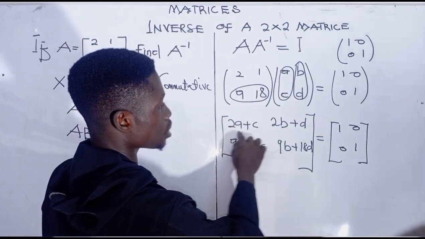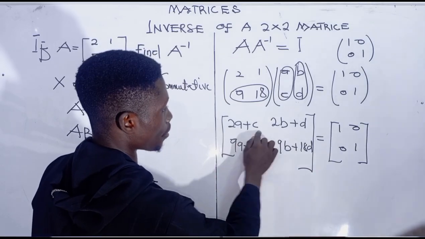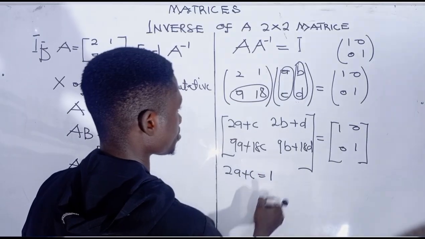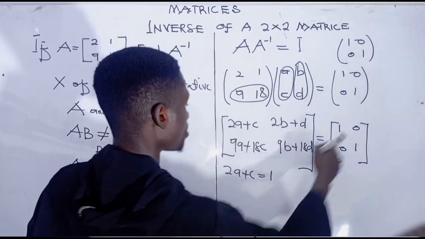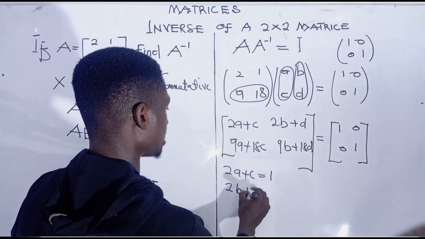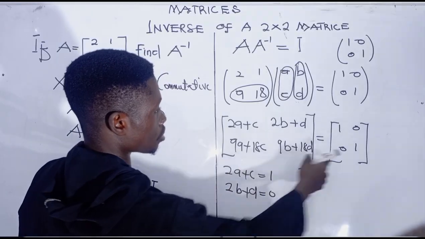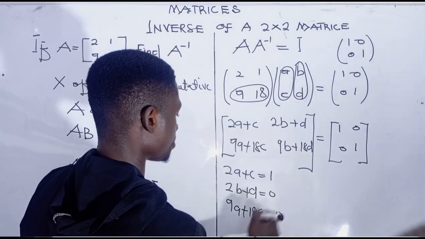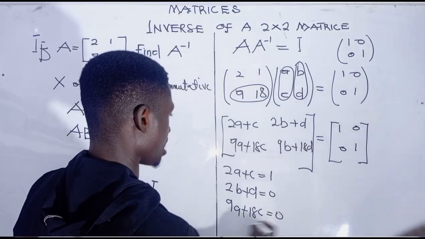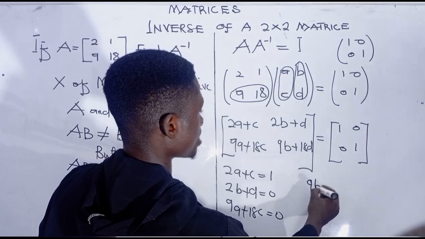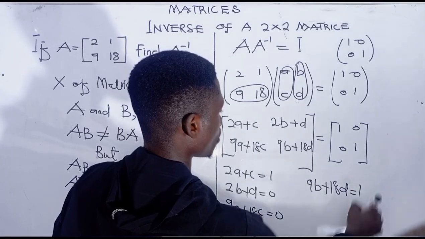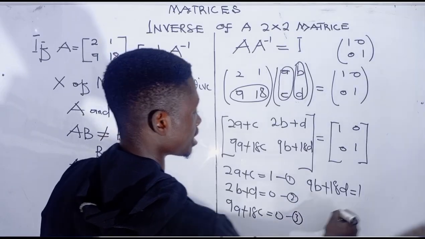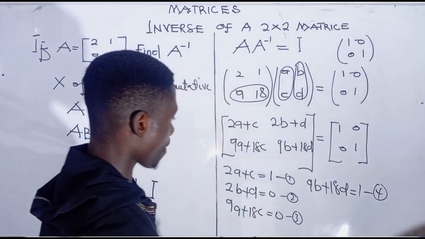So once we have this, we are going to apply the concept of equality of matrices. So we are going to equate the corresponding entries. So it means that this corresponds to 1. So we have 2A plus C is equal to 1. We can see that this also corresponds to 0. So we have 2B plus D is equal to 0. This also corresponds to that. So we have 9A plus 18C is equal to 0. And then this also corresponds to 1. So we have 9B plus 18D is equal to 1. So let's call this equation 1, equation 2, equation 3, and then equation 4.